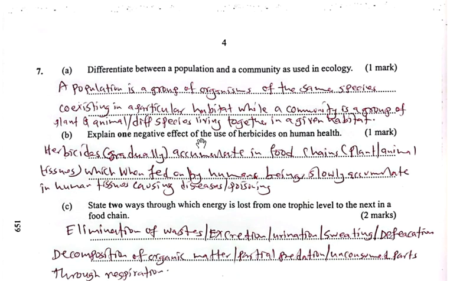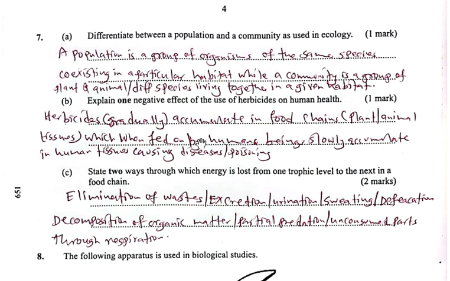Question 7. Differentiate between a population and a community as used in ecology. And a population is a group of organisms of the same species which coexist in a particular habitat, while a community is a group of plants and animals of different species living together in a given habitat.